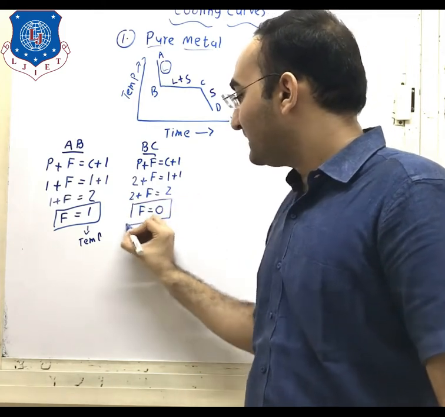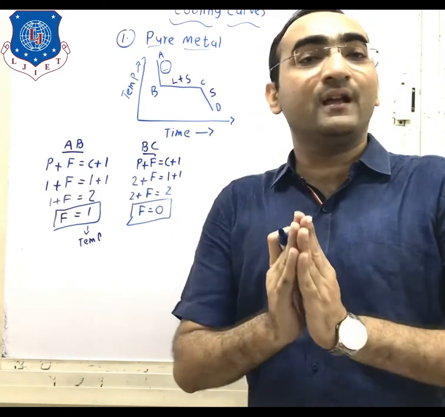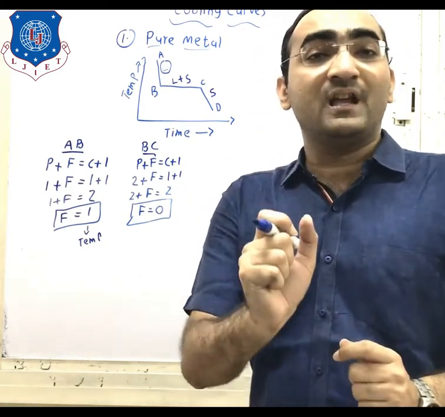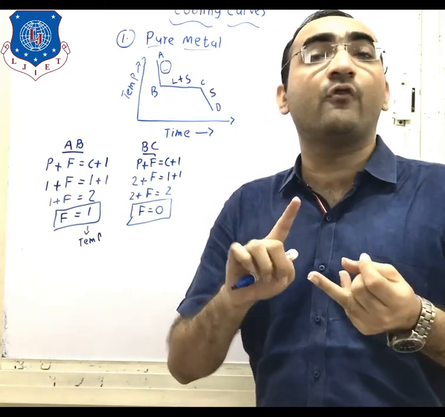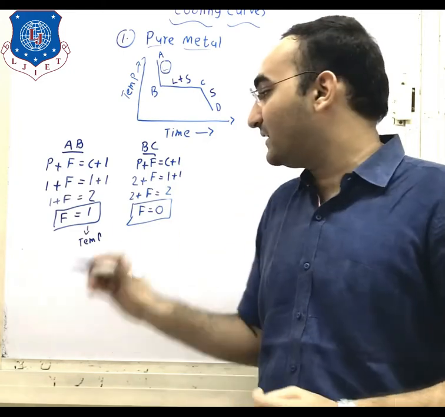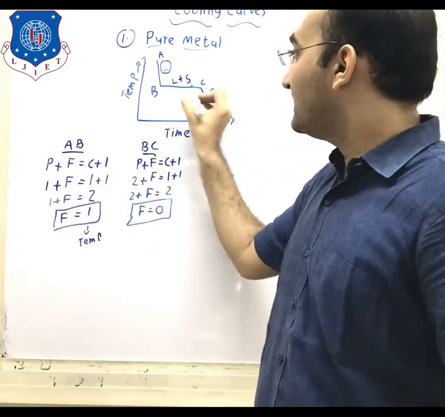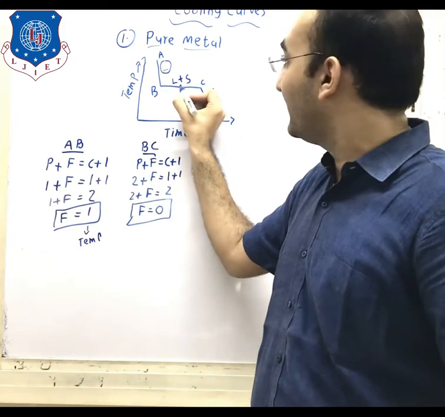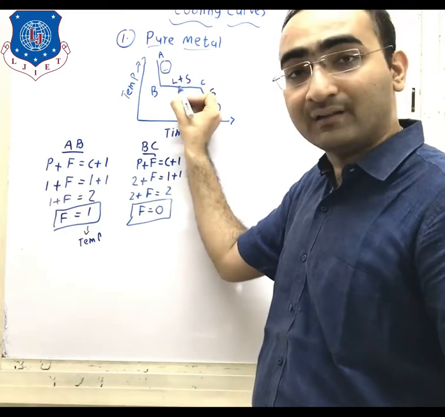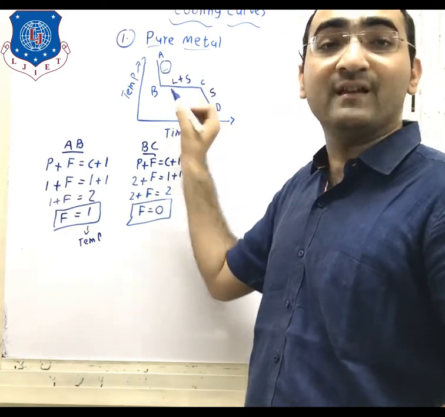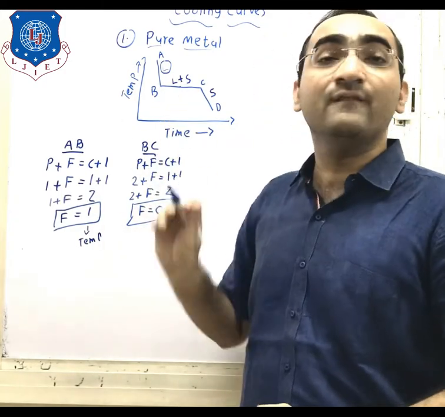So what does this indicate? F equal to 0 indicates there is no degree of freedom. That means if you change any variable, either the concentration of the material or the temperature, then there will be a change in the phase. Let us see. In the BC region, if you increase the temperature, it will go up. What will be the phase? It will be the liquid phase. If you lower the temperature, you will get the solid phase. That means by changing the temperature, the phase will change.